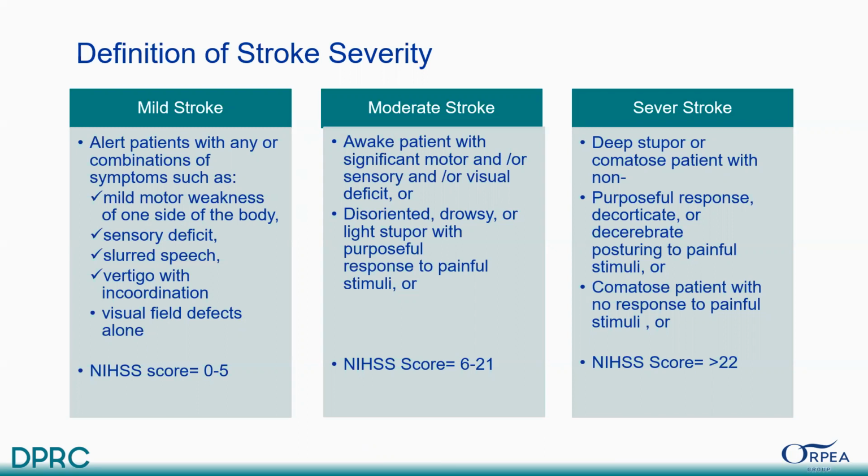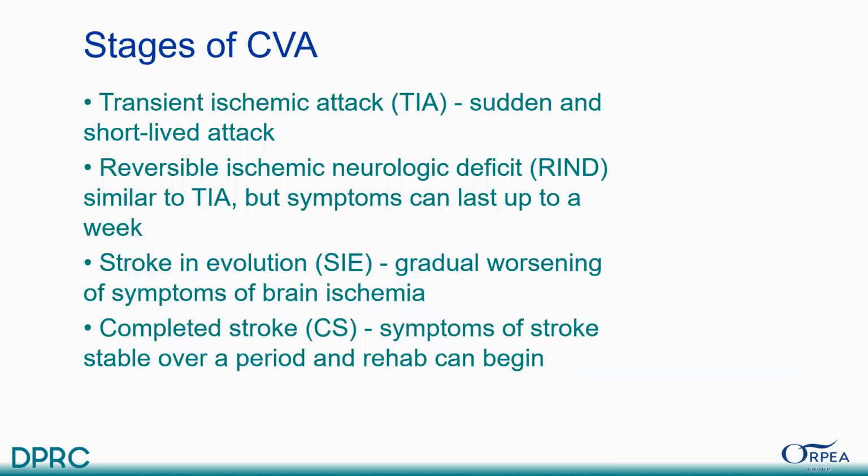The moderate stroke: the patient is awake with significant motor, sensory, or visual deficit, or is disoriented, drowsy, or in a light stupor with purposeful response to painful stimuli. So the patient already responds to pain and stimuli. In the severe stroke, we are talking about a patient who is comatose, or in a coma, so he's not responding to stimuli or to pain.